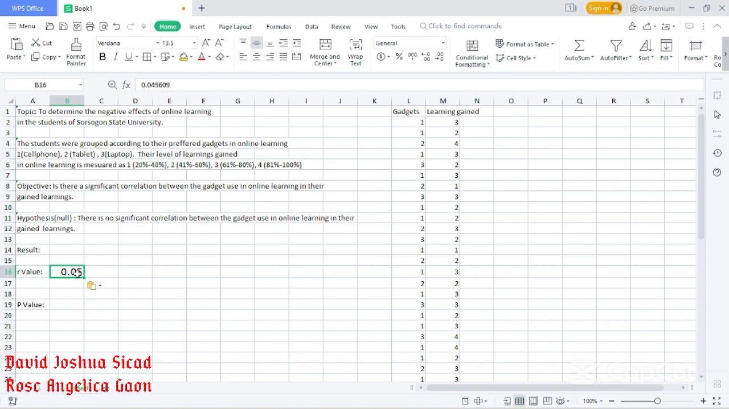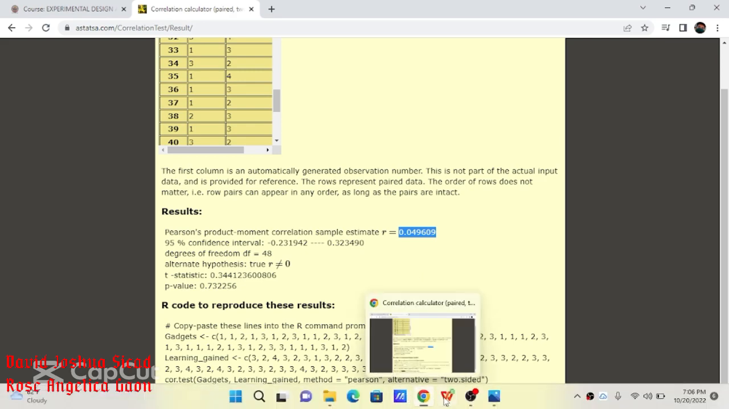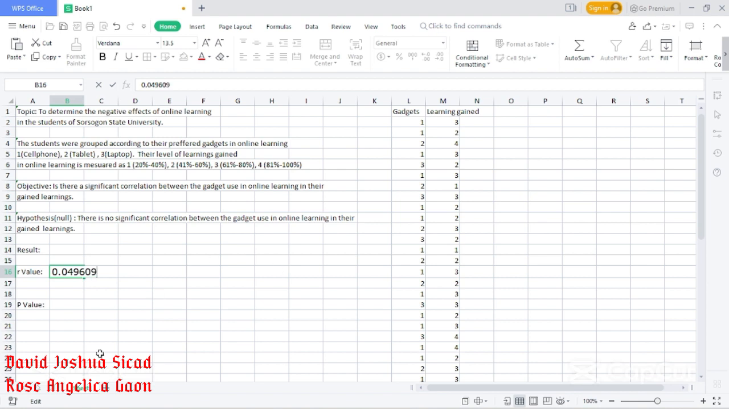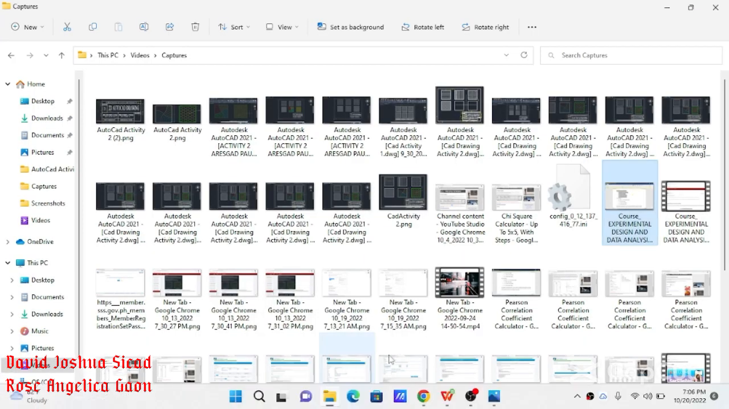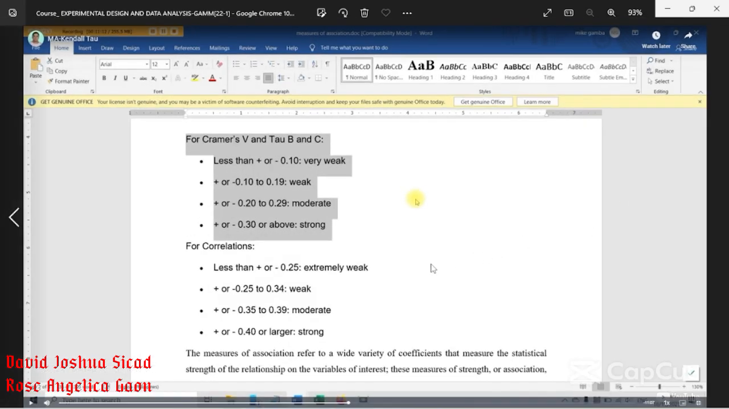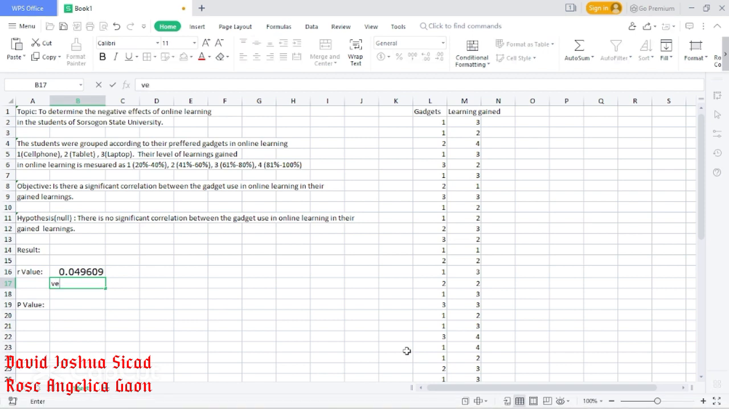paste. The value is 0.049609. So the measure of association is very weak.